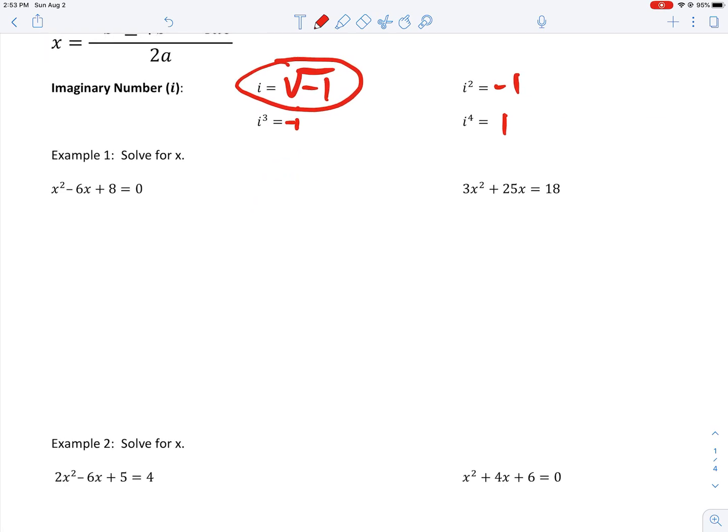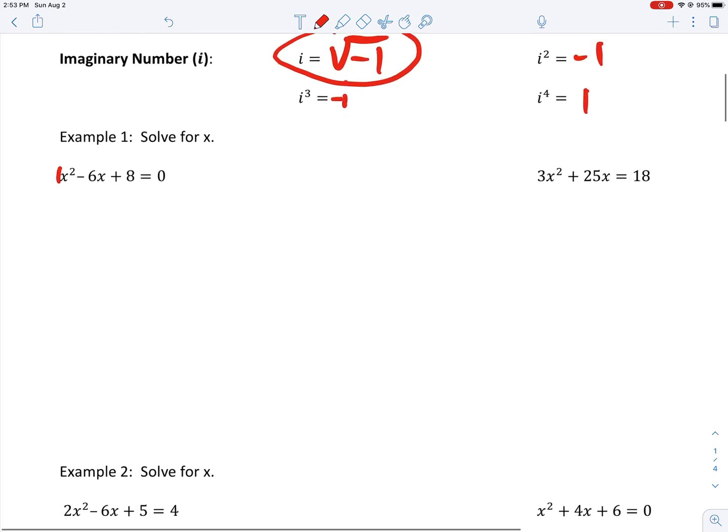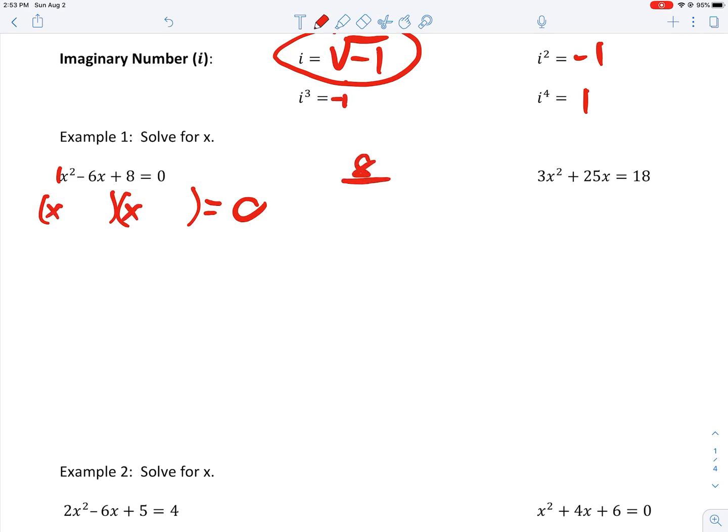Looking at example 1, that's in standard form. We have x squared minus 6x plus 8 equals 0. So we're going to try to factor it. If we can't factor it, then we would do the quadratic formula. If it does factor, it's going to factor into two binomials. The only way to get x squared is x times x. So I need the factors of 8 that add up to 6. That would be 2 and 4. It's got to be a negative 6, so minus and minus.